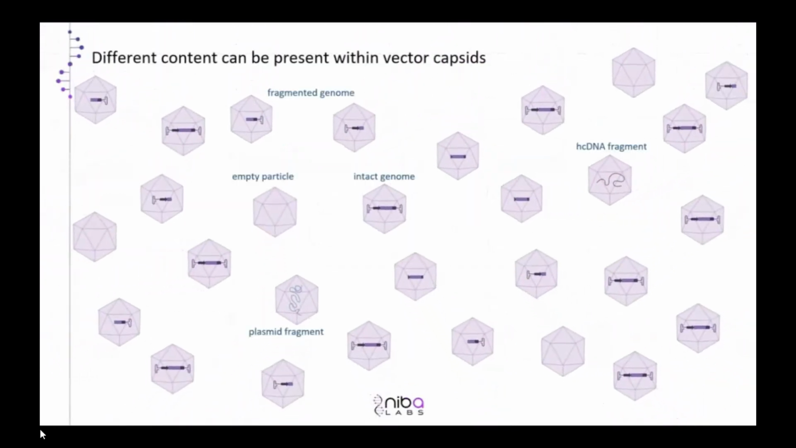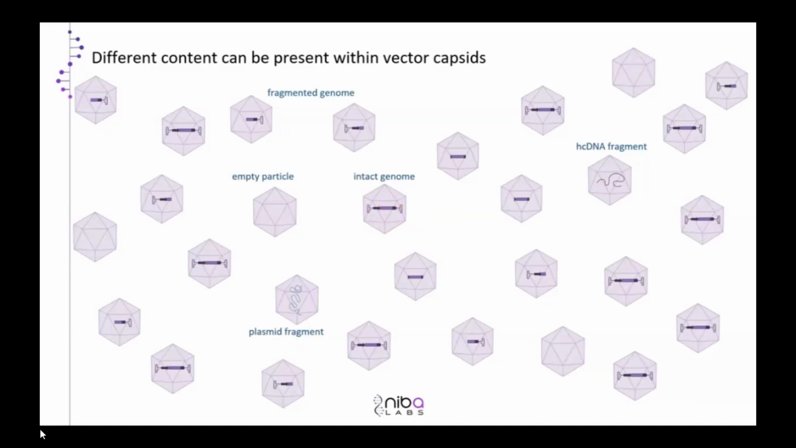There can be different things present within viral vector capsids, not only the intended full-length genome, but also fragments of the genomes, empty particles, some plasmid fragments, or even whole cell DNA fragments. But anyway, within the population, we have different things in the capsids. It's almost never that we would only have the intact genomes that we want.